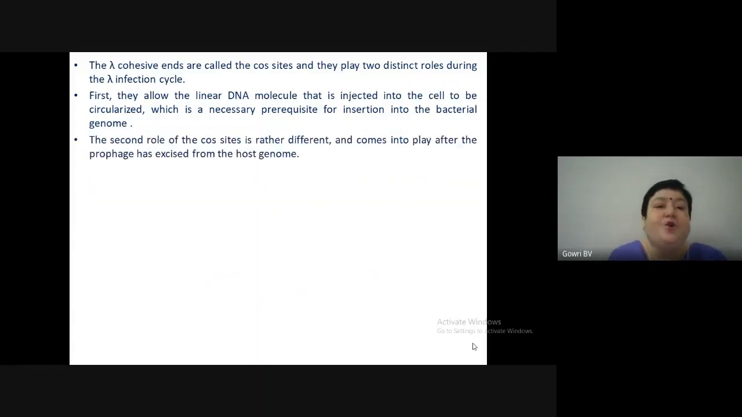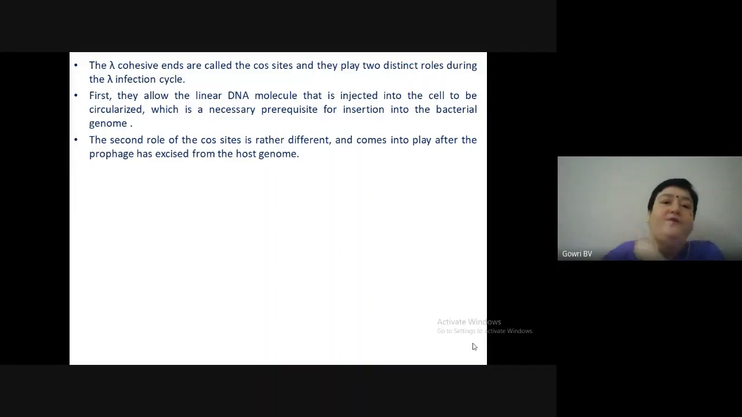The second role of the cos site is rather different and comes into play after the prophage has excised from the host genome, what we call induction. Within the capsid head, it should be linear in form. So once circularized, to go into lysis of the cell, it has to convert itself to linear form, pack itself inside the capsid head, and then be released. That is the second stage.